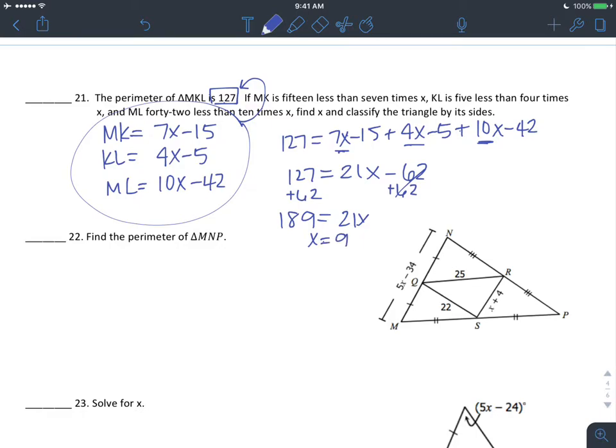From there it says find x and classify the triangle by its sides. So we have to look at our side lengths here. We're going to plug 9 into all 3 side lengths. So if we plug 9 in, we're going to have 7 times 9 minus 15, which is 48. We're going to have 4 times 9 minus 5, which is 31. And then we're going to have 10 times 9 minus 42, which is 48. So since we have two of the same length, this is going to be an isosceles triangle.